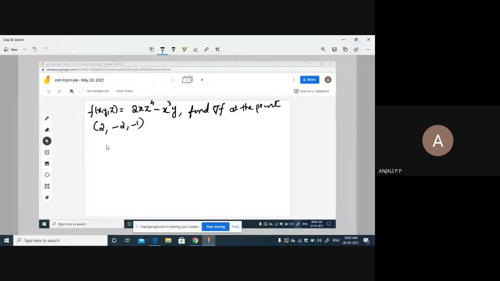After finding del f, that is, after finding the gradient, you put x equal to 2, y equal to minus 2 and z equal to minus 1. That is del f at (2, minus 2, minus 1). So first you find del f.